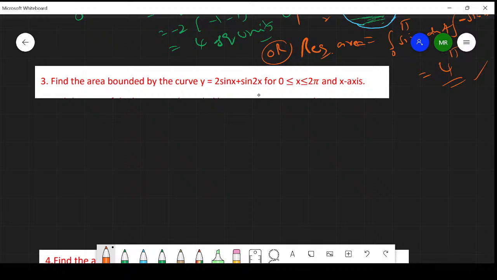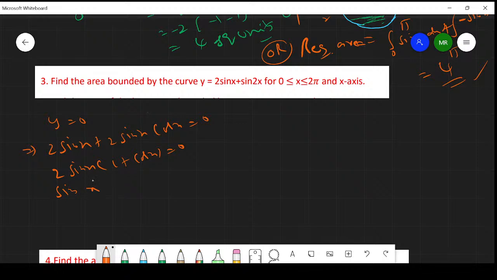This is the curve they have given, 2 sin x plus sin 2x, from 0 to 2 pi. So for this curve, we can verify where it intersects the x axis. For example, take y equal to 0. When I take y equal to 0, I can write 2 sin x plus sin 2x, which is 2 sin x cos x, equal to 0. Take 2 sin x common: 1 plus cos x equal to 0. Then you will get sin x equal to 0.